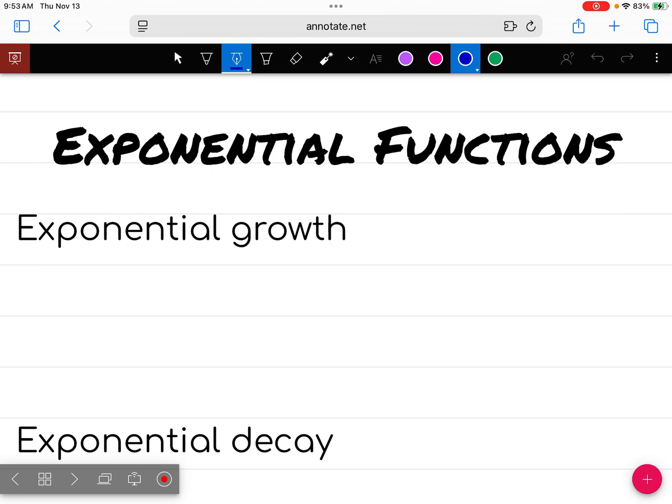All right, so we're going to talk about the difference between exponential growth and exponential decay. We're going to practice writing some equations. We're going to get up to doing some solving stuff today, working with all kinds of pieces.